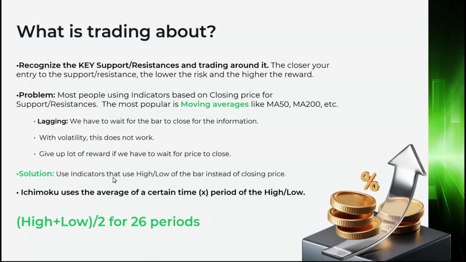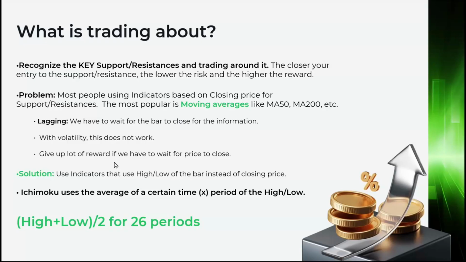The solution, in order for you to not have a lagging indicator, is that your indicator cannot be based on closing price at all. It has to be based on the high and low of the bar. If you base your indicator formula off the high and low of the bar, now you don't have a lagging indicator, and you know that you're going to catch the correct trend with the correct momentum.